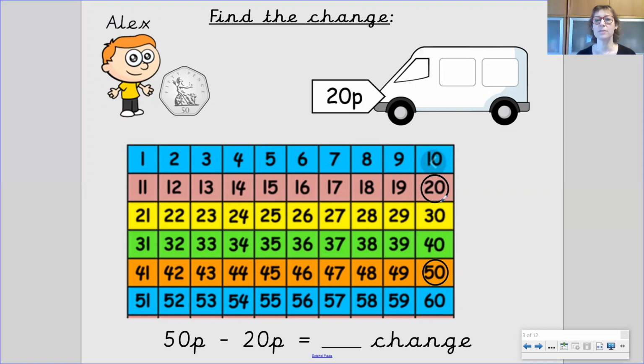So what we're going to do is use the 100 square, and we're just going to count backwards. So from 50 to 40 to 30, and then to 20. So from 50 to 40, we've got 10 there, and from 40 to 30, we've got 10 there. And from 30 to 20, we've got 10 there again, because we know that when we use our 100 square, the number above or below is adding or subtracting 10. So we've taken away 10, 20, 30. So we know that Alex has got to get 30p change.